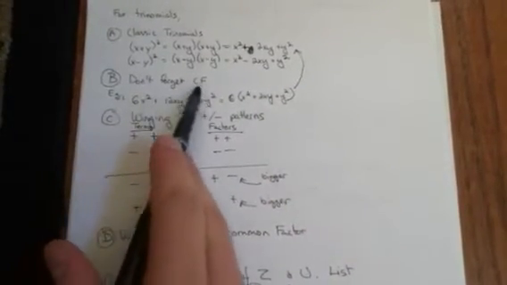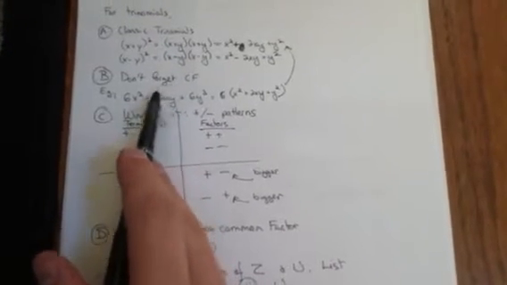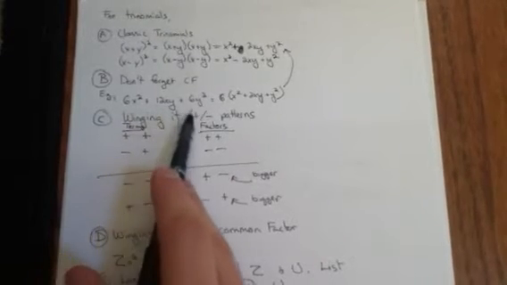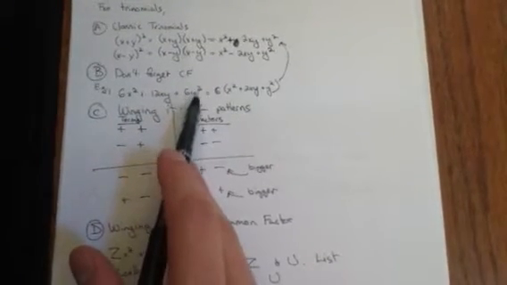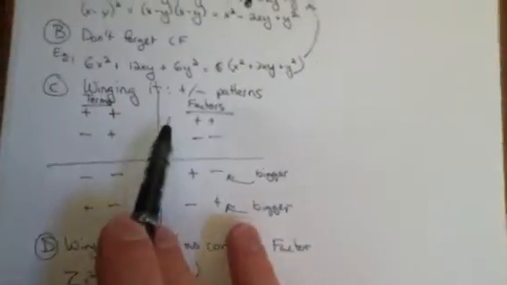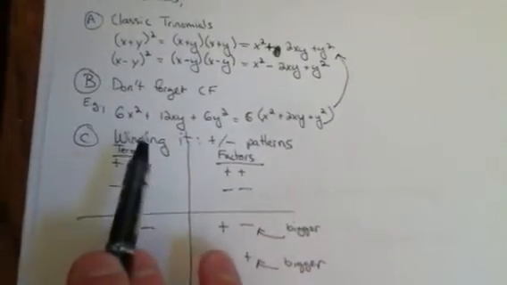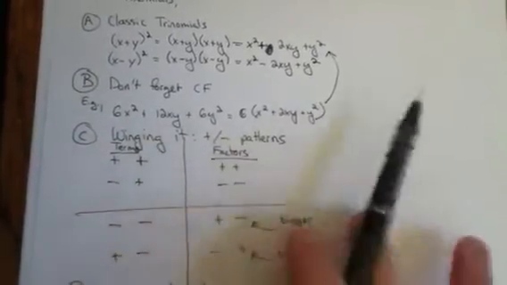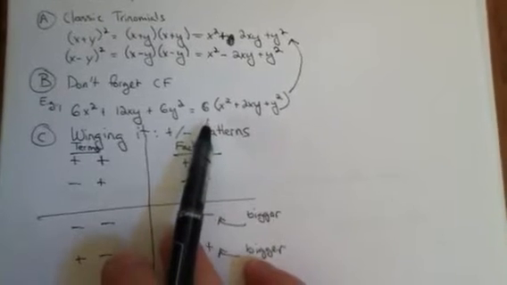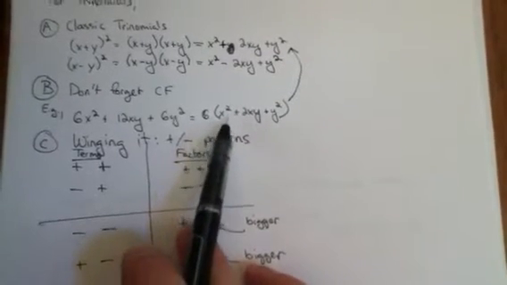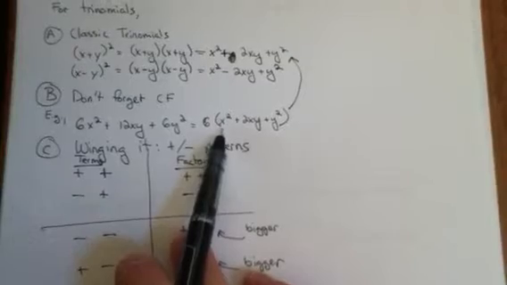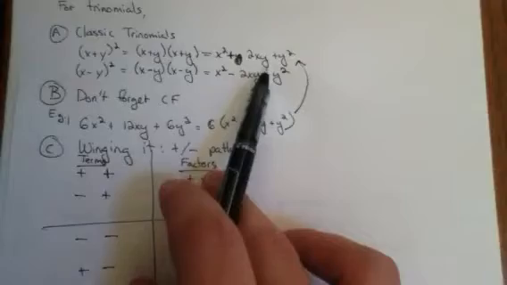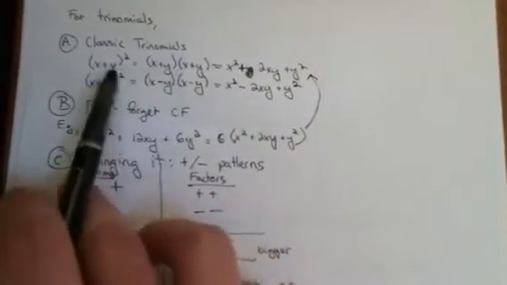Don't forget on trinomials to try to find a common factor. Like in this instance, we have 6x squared plus 12xy plus 6y squared. Let me zoom in a little bit so you can see that. You can see that in each term you've got a 6, and if you factor that out, a classic trinomial emerges. We have x squared plus 2xy plus y squared, which we might remember from up here, which is x plus y, the whole thing squared.